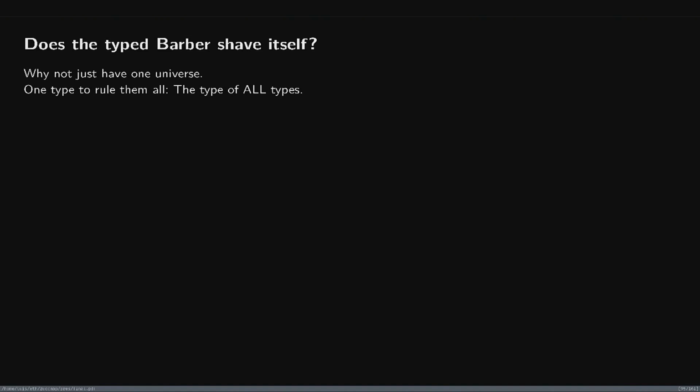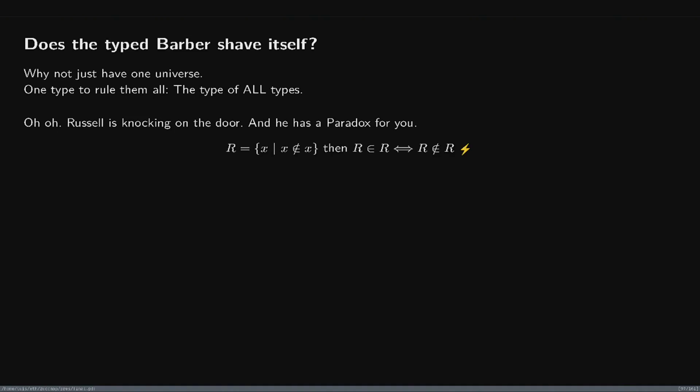So maybe this begs the question, why do we really need this hierarchy? Can't we just have a single type which rules them all, the type of all types? But this doesn't work. Russell is going to tell you a story about this. You have probably all heard about Russell's paradox if you have taken some logic course, which is from set theory. If you try to construct a set that consists of all sets that do not contain themselves, then you run into a contradiction, because R is going to be inside itself, and at the same time, it will not.